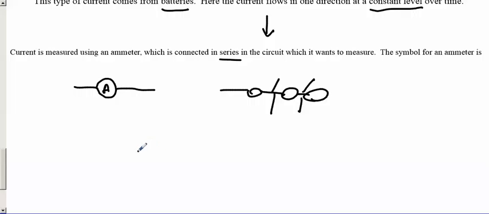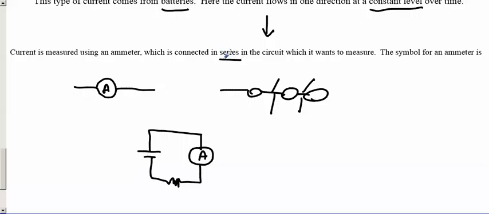So for example, here's the symbol for a battery. Here's the symbol for an ammeter. And here is a symbol for a resistor, which is some sort of load, something that's using up power in the circuit. The current will flow this way, so it's attached in series. So first it's the ammeter, and then it's the resistor. It's not the ammeter, and then I could go to the resistor, or I could go somewhere else. There's only one path. That's what series means. This is how I hook them up.